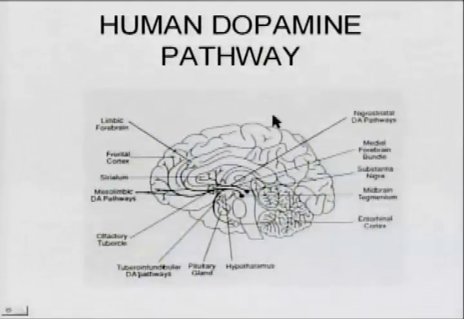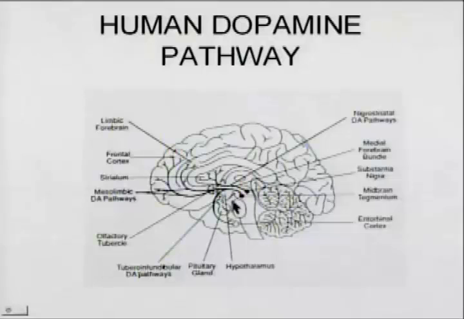And then here we're just seeing the coronal section, midline section of the human brain. Obviously it looks different than the rat, much more cortex. But the dopamine neurons are in the same location, the substantia nigra, or the A9 and the A10 of the midbrain tegmentum, or the ventral tegmentum as it's called.